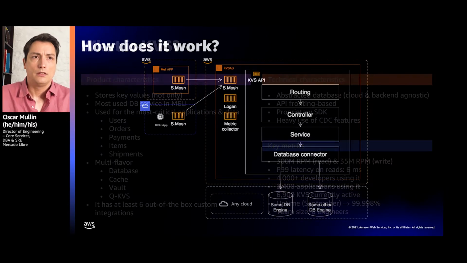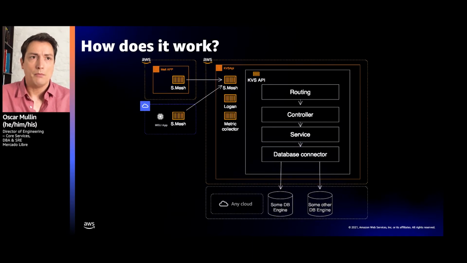So how does this work? Basically, we have applications running in different clouds for Mercado Libre, and they need to use a key value store. So they talk with our KVS API, which is a wrapper in front of whichever engine we decide to use. We have some sidecars running alongside the applications. These handle traffic, centralized log management and things like that. But basically, all requests go to the KVS API, and then that goes to whichever engine or cloud provider we decide to use.